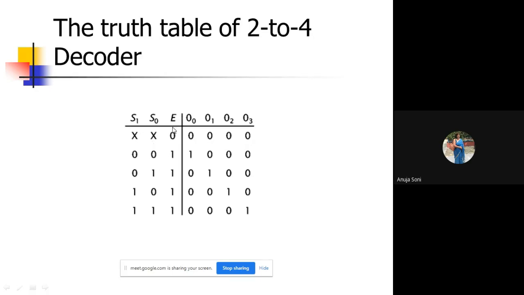So whenever the value of enable is 0, it means it is not functional. This decoder is not functional irrespective of any value of S0 and S1. That is why the don't care conditions are given here. It hardly matters what their values are, so it will not have any impact, provided the value of E is 0. 0 means the decoder will not be functional and none of the combinations will be generated.